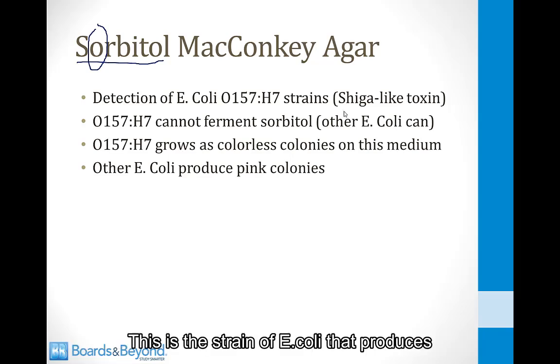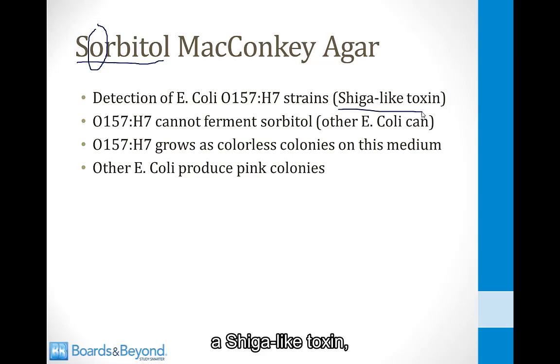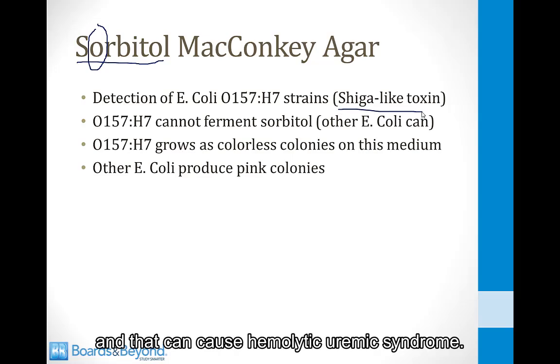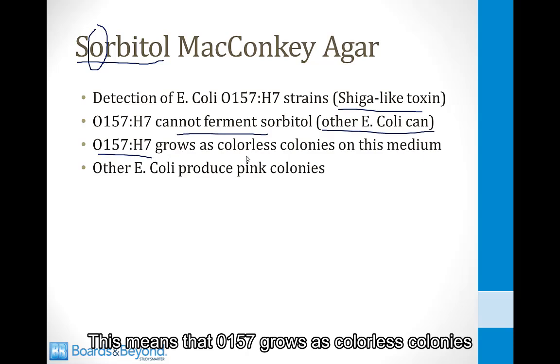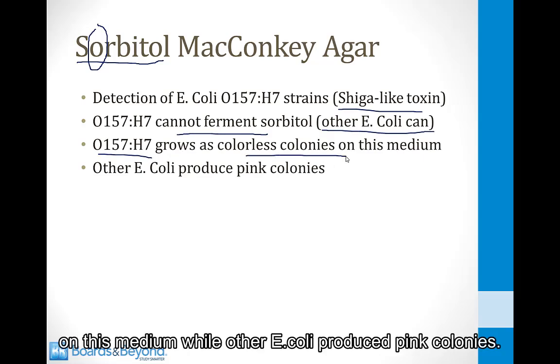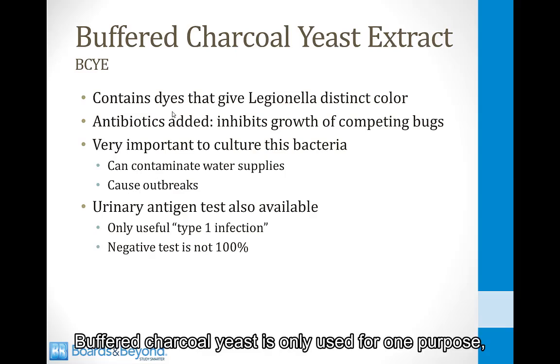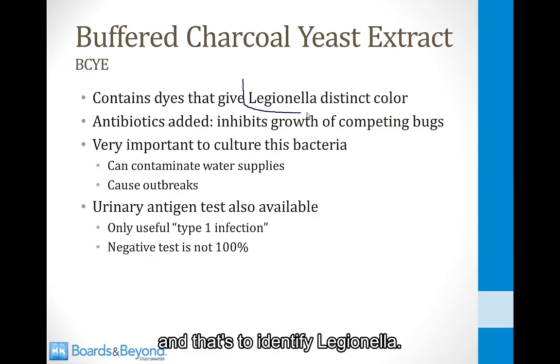This is the strain of E. coli that produces a Shiga-like toxin and that can cause hemolytic uremic syndrome. So O157 cannot ferment sorbitol, but other E. coli can. This means that O157 grows as colorless colonies on this medium, while other E. coli produce pink colonies. Buffered charcoal yeast is only used for one purpose, and that's to identify Legionella.